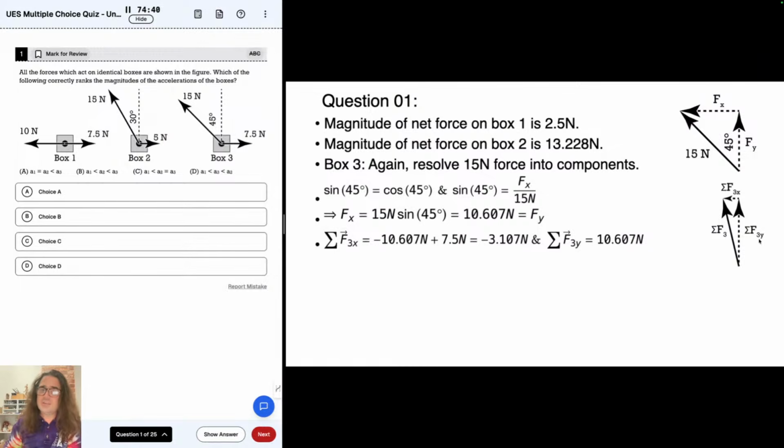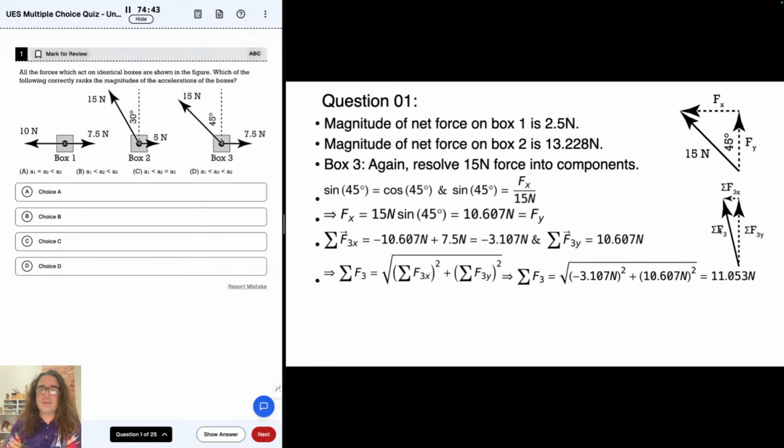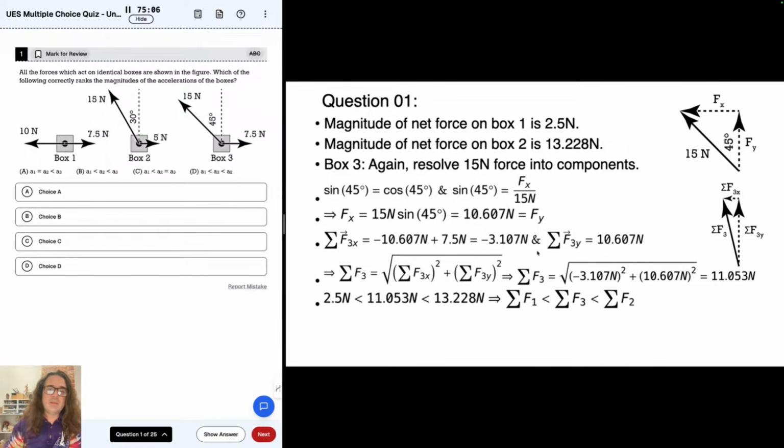So again, we're going to use the exact same concept here of using the Pythagorean theorem. The magnitude of the whole net force is going to be equal to the square root of the net force in the x direction squared plus the net force in the y direction squared. And we get 11.053 newtons for the magnitude of the net force on box 3. So at this point, we've identified that the net force on box 1 is less than the net force on box 3, which is less than the net force on box 2. And therefore, the correct answer is D, because the magnitude of the acceleration of 1 is less than the magnitude of the acceleration of 3, which is less than the acceleration of 2.